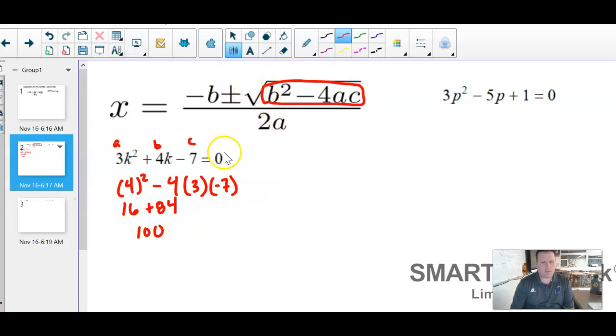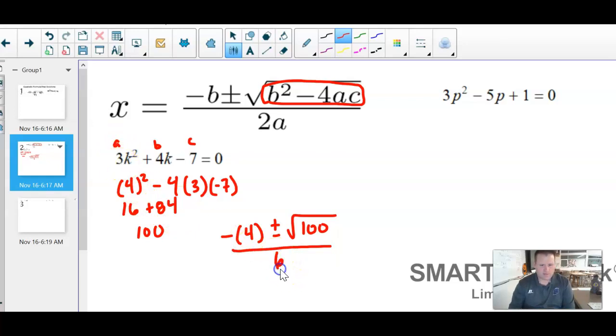So then I can just plug the rest of this in. So I go negative b plus or minus the square root of my discriminant divided by 2a. So this is going to be b, so 4 goes here. My discriminant, which was 100, goes right there. And then 2a. A is 3, so that would give me 6 for this. And then from there, I pretty much just use my calculator and simplify this whole thing. I'm going to go negative 4 plus the square root of 100, and then divide it by 6, and then negative 4 minus the square root of 100 divided by 6.